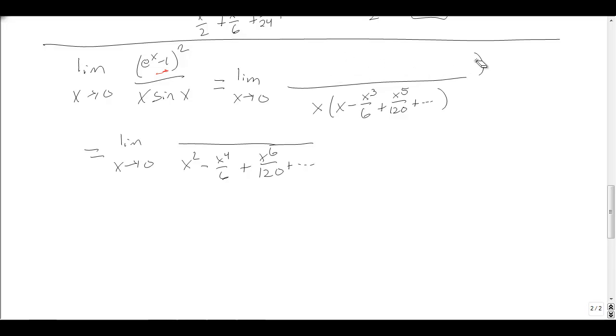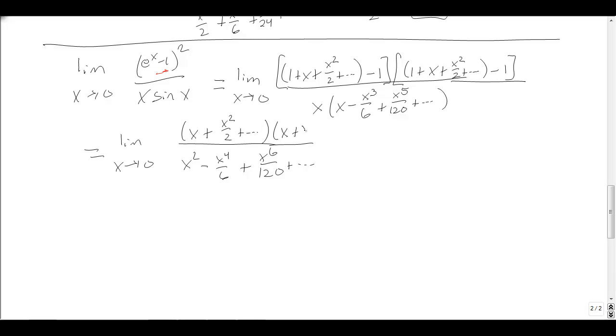Let's get rid of all of this. So I'm going to get, let's do this in square brackets, 1 plus x squared over 2 plus some stuff, minus 1, times 1 plus x squared over 2 plus some stuff, minus 1. Here, I subtract the 1's, and what I end up with is x plus x squared over 2 plus some stuff times x plus x squared over 2 plus some stuff. And then what I get, as x goes to 0.